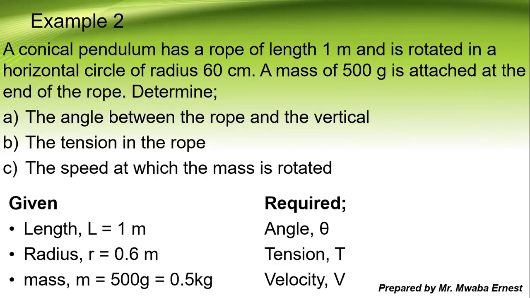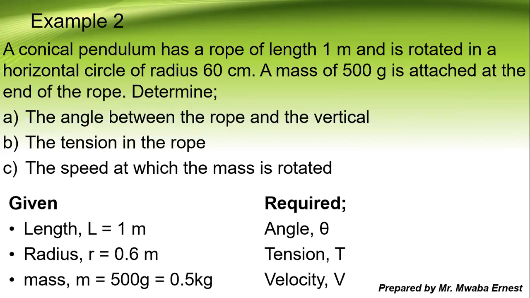Let's pick up now something a bit more interesting. This time it's the conical pendulum, which has a rope of length 1 meter and is being rotated in a horizontal circle of radius 60 centimeters. Then you have a mass of 500 grams, which is attached at the end of the rope. So what do we need? We need to determine the angle between the rope and the vertical axis, the tension in the rope, and the speed at which the mass is rotated.